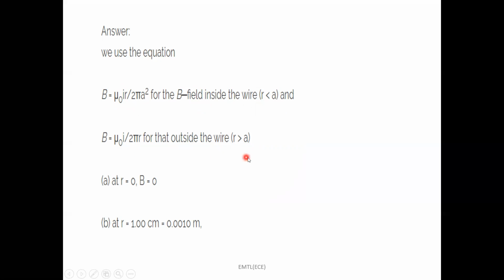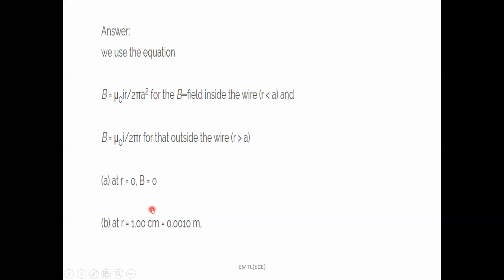Another case is outside the wire, that is r greater than a. For this, B is equal to mu naught I by 2 pi r. Now we have to calculate the magnetic field intensity exactly at r is equal to 0. Substitute into B is equal to mu naught I r by 2 pi a square. By substituting r as 0, the B value becomes 0.